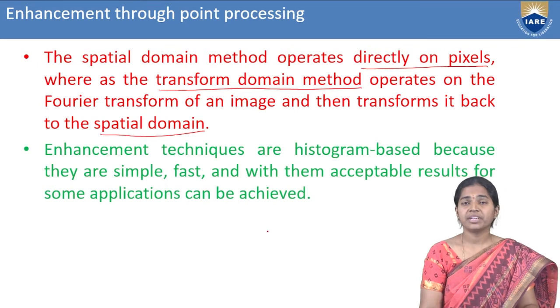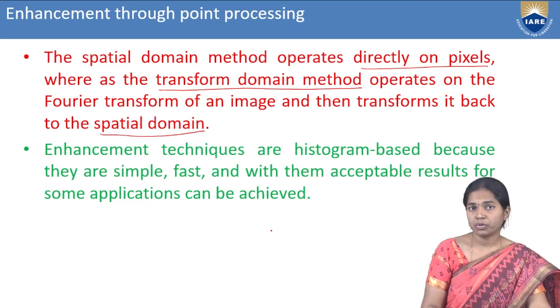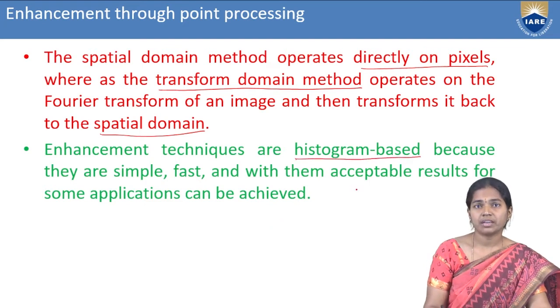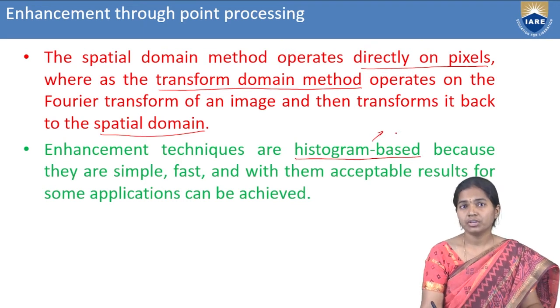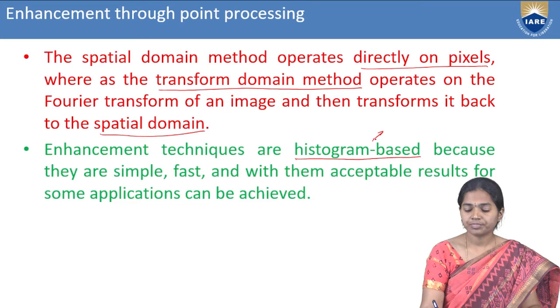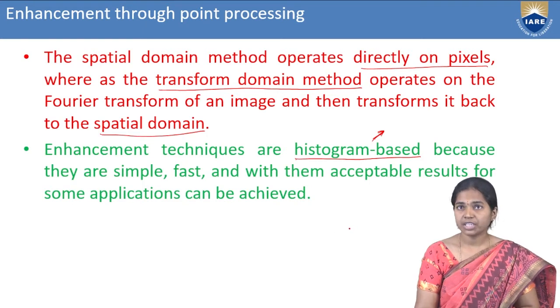In image enhancement, how can we improve the contrast of the image? For that, we can go for point processing techniques. There are different types of techniques. One basic technique is the histogram technique, which includes histogram matching and histogram equalization. With histogram matching and histogram equalization, we can improve the contrast of the image. If any image is there, we can describe its contrast with the use of this histogram technique. These techniques are simple and fast, and acceptable results for some applications can be achieved.